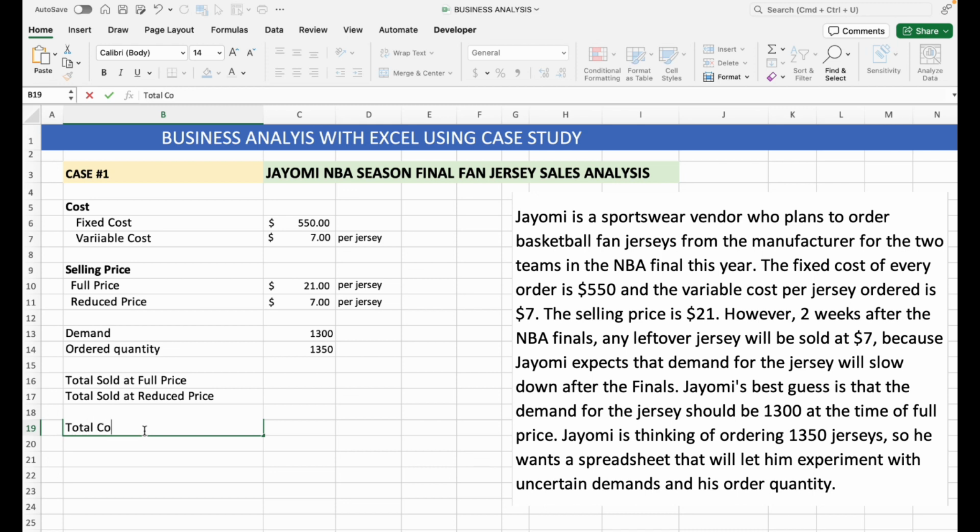And we can have our total cost as the total spent on ordering for those jerseys, and our total revenue or total amount made from selling these jerseys. Then we can get our total profit or profit and loss. So let's see the profit or loss.